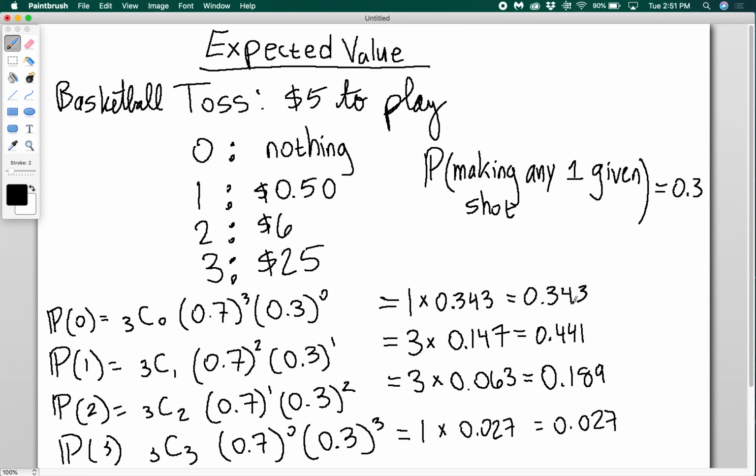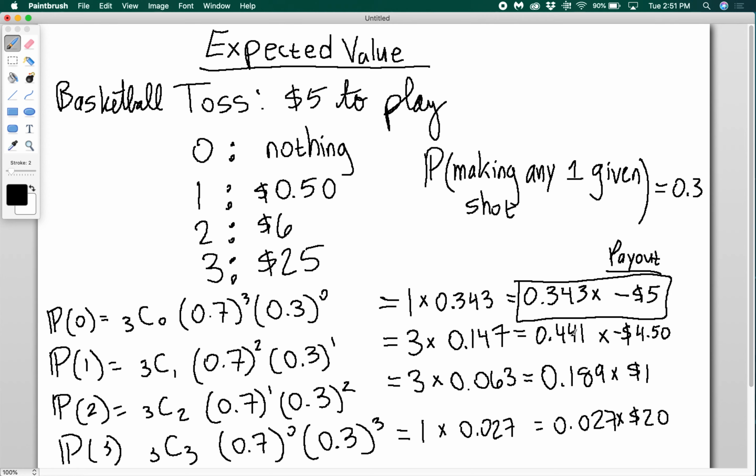But what I need to do now is take each of those probabilities and multiply them by the payouts. So what is the payout? My first payout is I've lost $5, right? I win nothing, so I lose $5, so negative $5. Next one, I lose $4.50, so negative $4.50. Next one, I win $1, because if I win 6 and I paid 5, I'm going up by 1. And in the last case, I'm winning $20. So now I'm going to multiply these, multiply these, multiply these, multiply these.